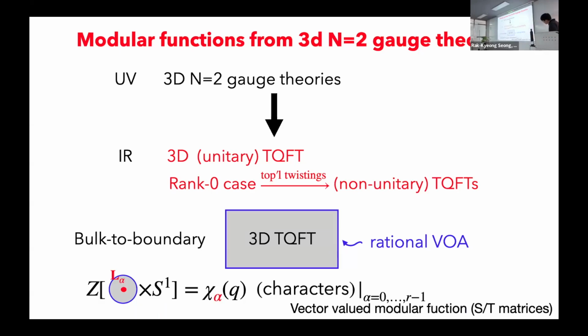For these rational VOA cases, this vacuum character is known to form a vector-valued modular form, and this becomes a modular function under some congruence subgroup of SL(2,Z). So this character has a very nice modular property.